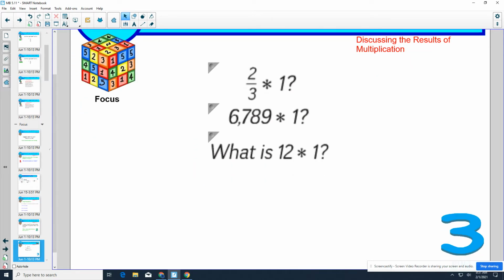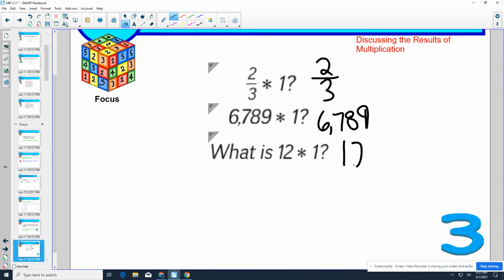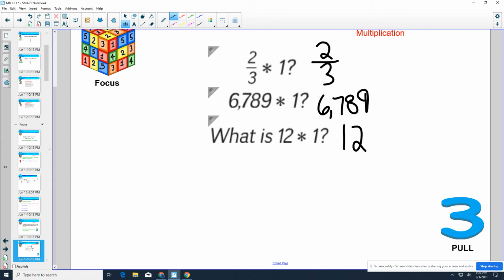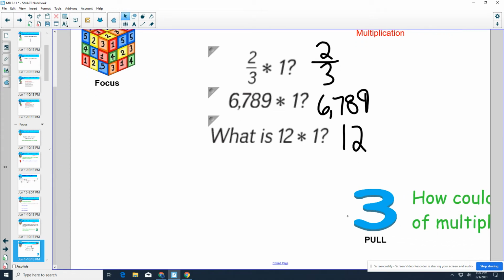So let's look at these ones and see if we can figure out what we could do here. When I look at this, I see 2/3 times 1, which is simply 2/3. 6,789 times 1 is simply 6,789. What is 12 times 1? It's 12. So again, examples of the multiplicative identity. Any number multiplied by 1 is simply itself.